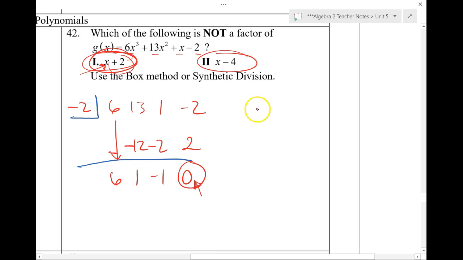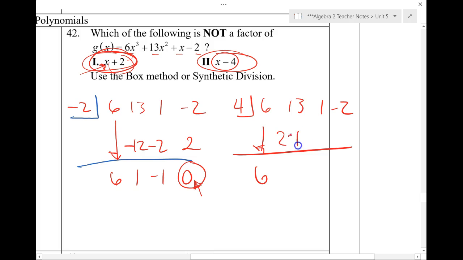So that would be it. Now just to double check, let's go through it real quick. So this would be 4 because this is negative up here. And we'll do this real fast. So let's bring down our 6. 6 times 4 is 24. Then 13 plus 24 is 37. Make sure I did that right. Okay, 37 times 4, that'd be, let's see, 120 plus 28. So that'd be 148. And you guys can already see where this is going. We got some big numbers, so probably not going to end up even. So now that'd be 149. And let's see, 4 times that is about almost 600, so that's 596.